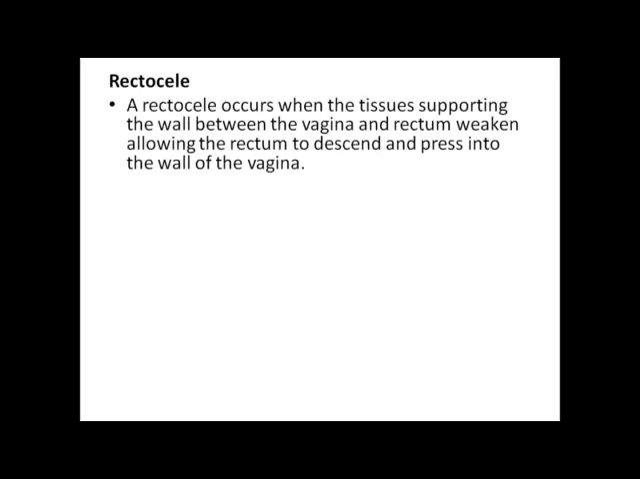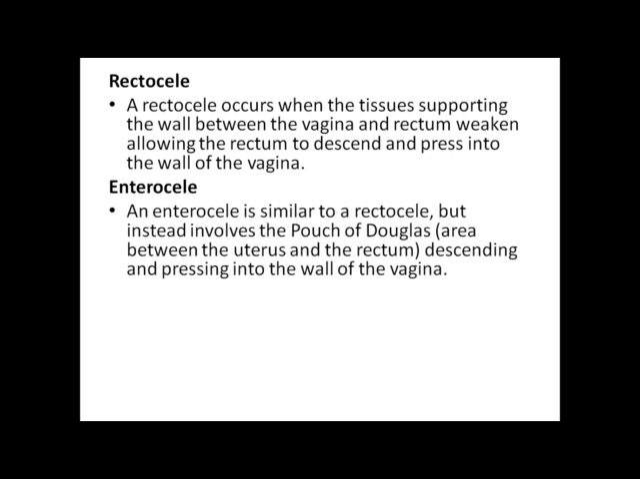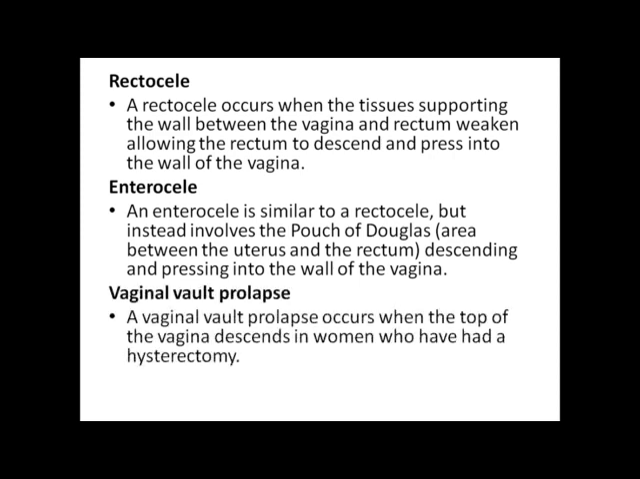Rectocele. A rectocele occurs when the tissue supporting the wall between the vagina and rectum weakens, allowing the rectum to descend and press into the wall of the vagina. Enterocele. An enterocele is similar to a rectocele, but instead of the rectum, the pouch of Douglas descends and presses into the wall of the vagina. Vaginal wall prolapse. A vaginal wall prolapse occurs when the top of the vagina descends in a woman who has had a hysterectomy.